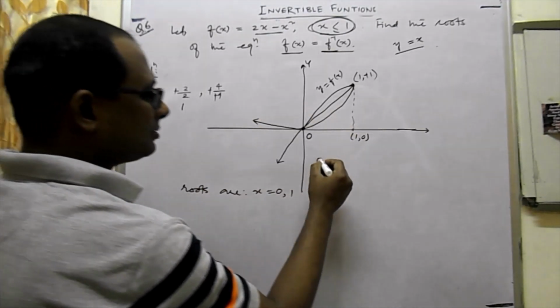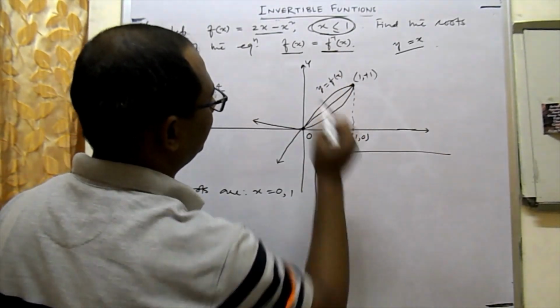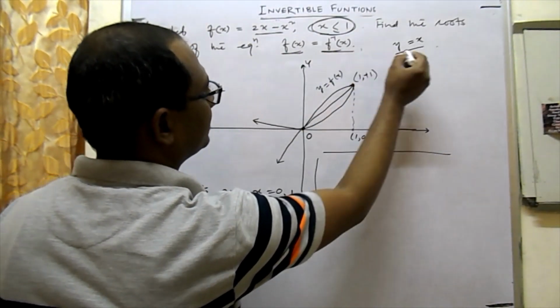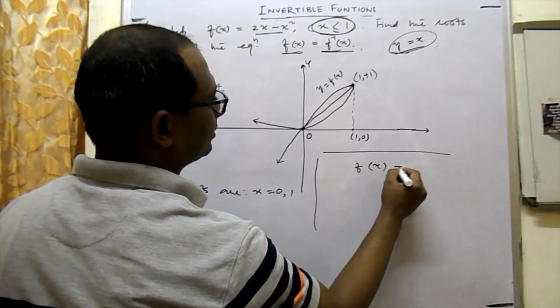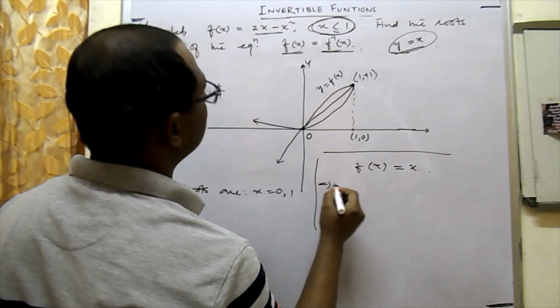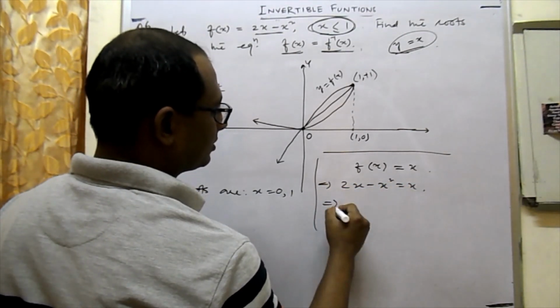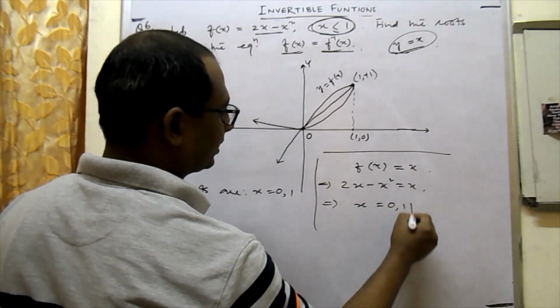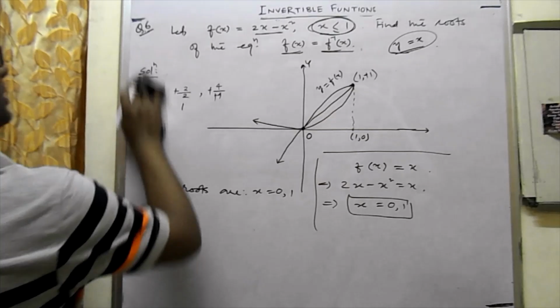Otherwise, the second method can be done like this: f(x) equals f inverse of x. They intersect at y equals x. So ultimately we'll get f(x) equals x as the solution. So f(x) equals x minus x square equals x. From here also we are going to get x equals 0 and 1 as the solutions. Okay, we'll go for the next question.